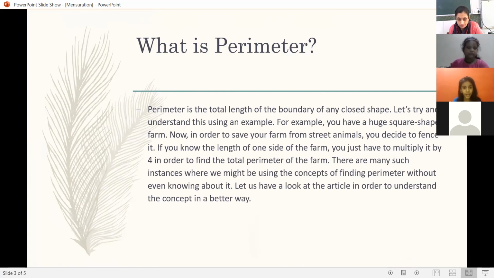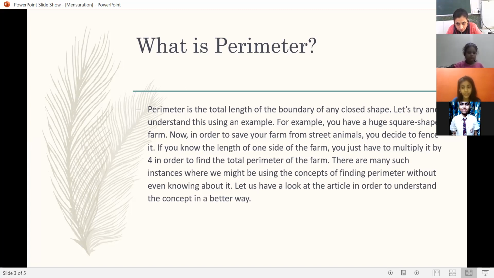Let's try and understand this using an example. For example, you have a huge square-shaped farm. Now, in order to save your farm from street animals, you decide to fence it. If you know the length of one side of the farm, you just have to multiply it by 4 in order to find the total perimeter of the farm.